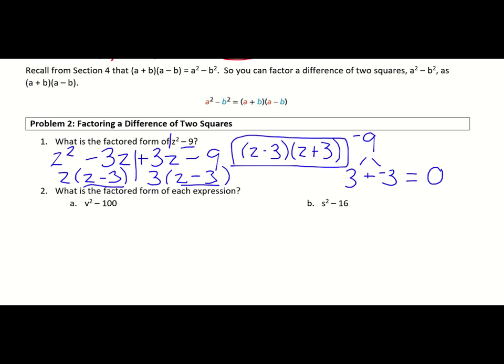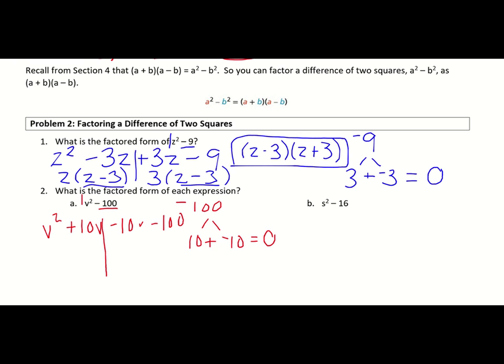If we look at number 2, v squared minus 100, I'm going to multiply the number out front times the constant, which is negative 100. And I need two numbers that multiply to negative 100 and add to the middle term, which would be 0 since this is only a binomial. So this would be 10 and negative 10. So this would be v squared plus 10v minus 10v minus 100.